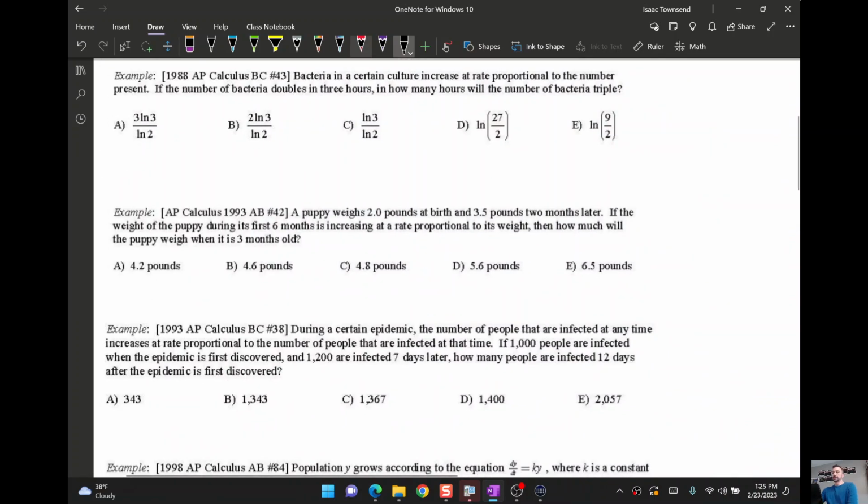Alright, so this question says, bacteria in a certain culture increase at a rate proportional to the number present. Alright, as soon as I see this, this tells me, hey, this is this type of question.